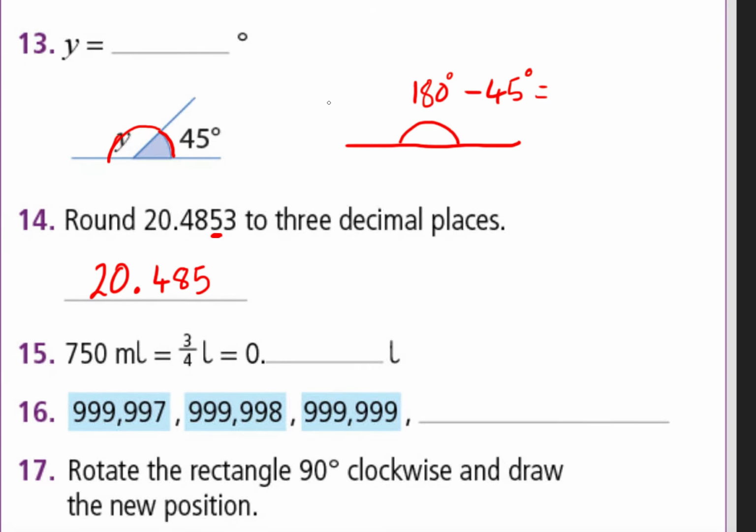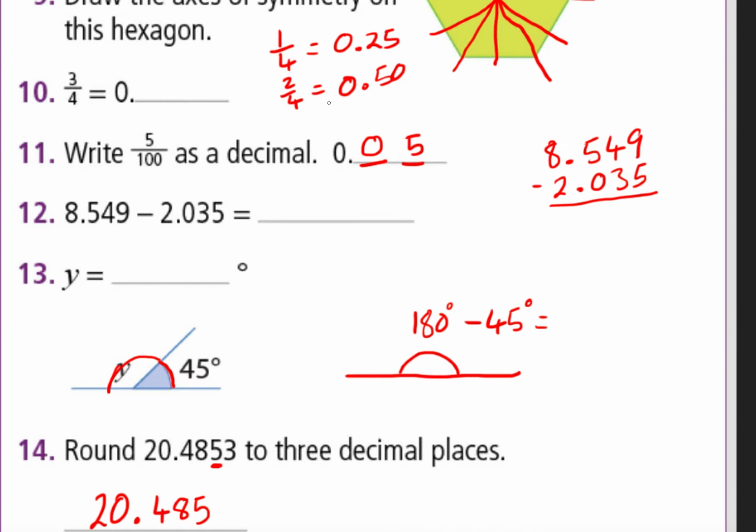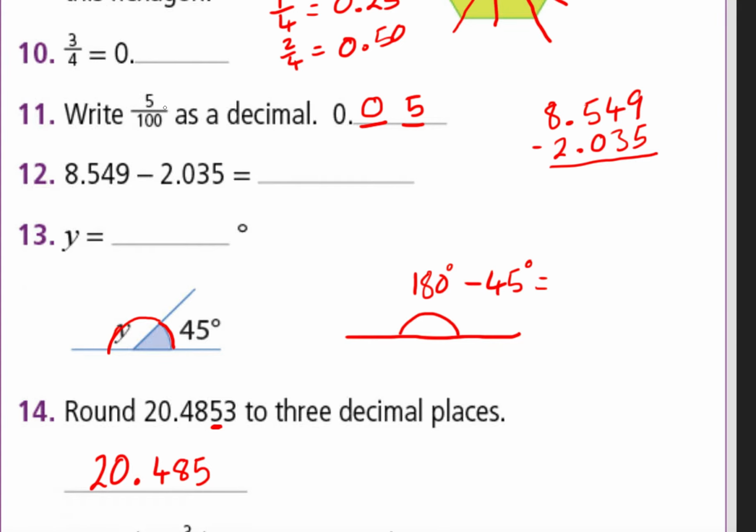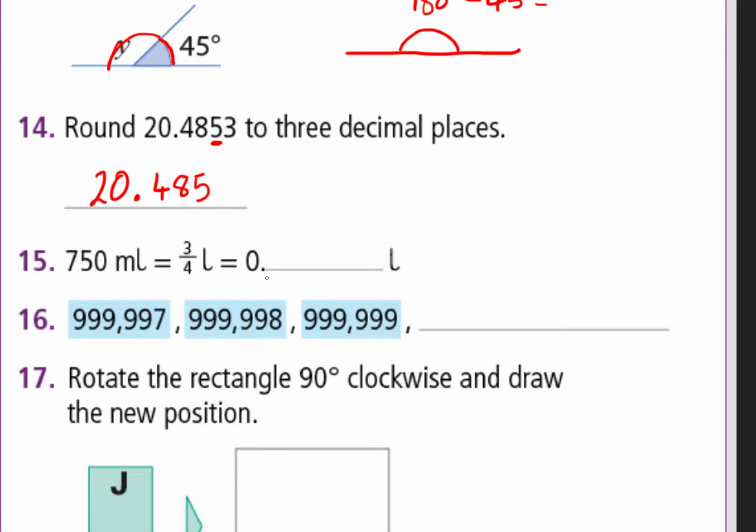Number 15, 750 milliliters is 3/4 of a liter, and that's 0. And if you go back to this question here, 3/4 is 0. What did you work out for that? It's going to be the same here. That'll give you the answer for that one.